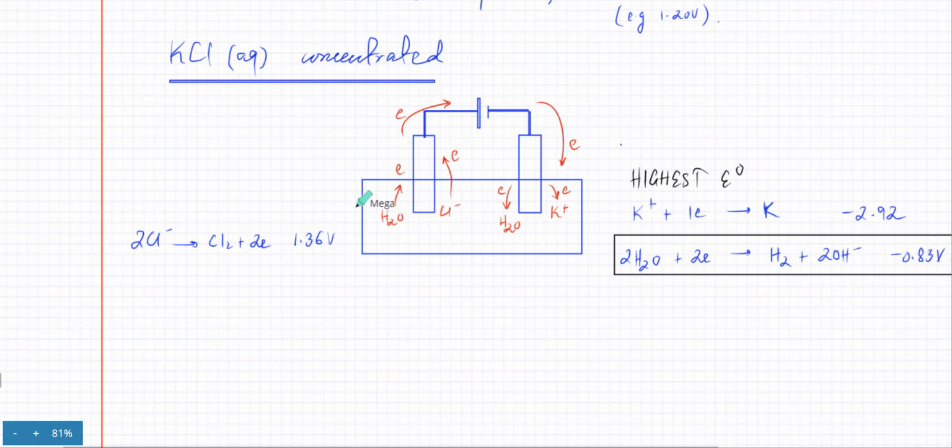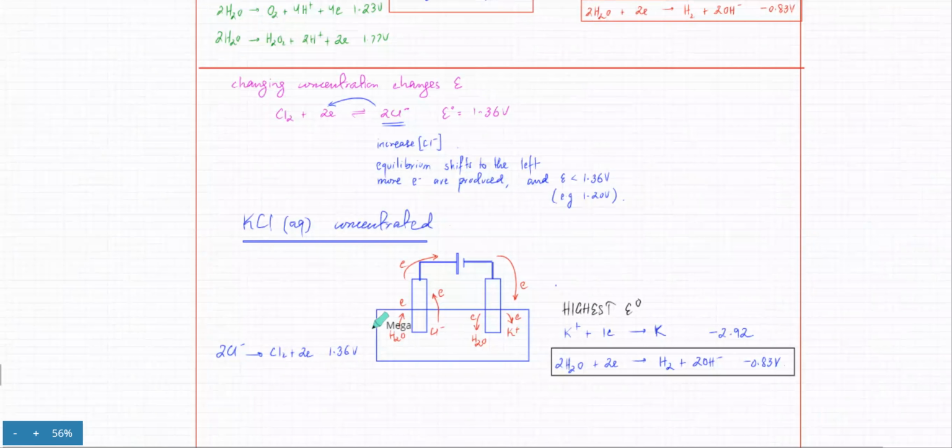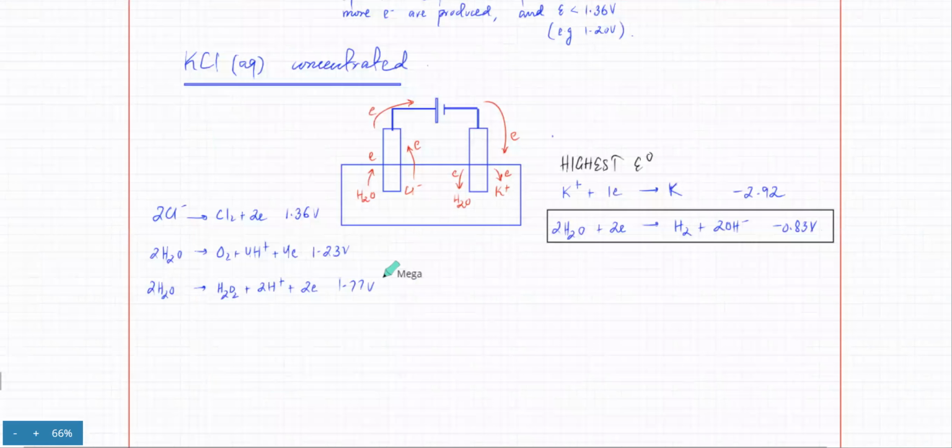The other one is water. So I'm just going to copy the water equations from the top. 2 water molecules would lose electrons to form O2 plus 4H plus 1 plus 4 electrons, and the value is 1.23 volts. The other one is 2 water molecules losing electrons to form H2O2, 2H plus 1 plus 2 electrons, and the value is 1.77 volts. So I've copied both those equations from the top.